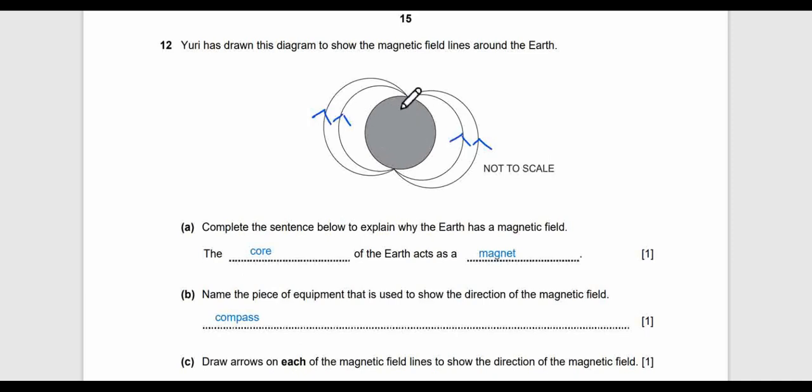So we consider the Earth as a giant magnet. The geographic north coincides with the south pole of the Earth's magnet, and the geographic south of the Earth coincides with the north pole. So from the north, the magnetic field lines come out, that's the arrow, and go to the south pole of the Earth. Next, that will be the answer.